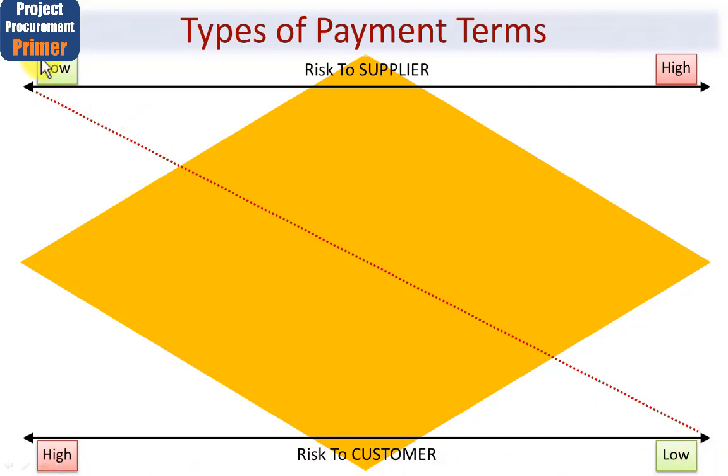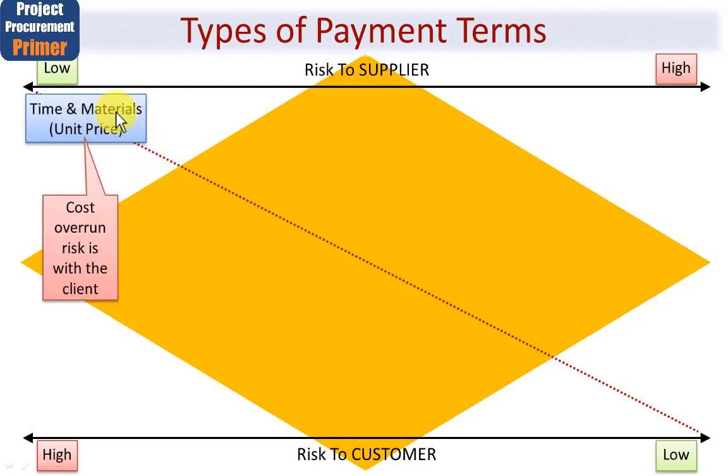Notice there the reverse. Now looking at the different types of contract, which I'll be covering on the next and final module of procurement, we'll learn that there's something called time and materials. Another name for this is unit price. And when you're using time and materials, any cost overrun risk is with the client, in other words, the customer. So time and materials is fairly high risk to the customer, simply because they'll have to pay for any overruns.